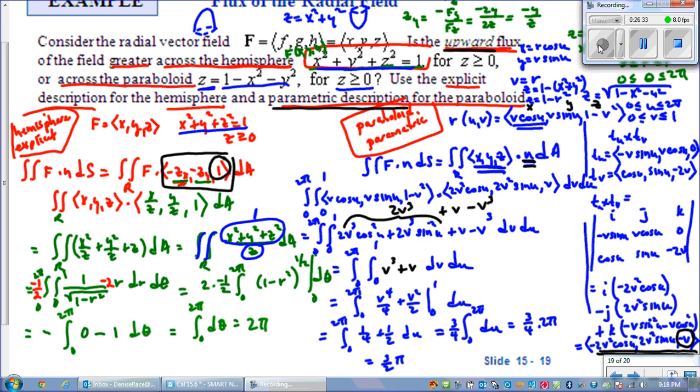So if they want to know which one gave the greater upward flux, it would be across the hemisphere. So we've got a hemisphere. Is there greater upward flux on that from this vector field or across that paraboloid? And it ends up it is across the hemisphere. And it didn't matter whether you used explicit or parametric for either of these, but since it's specified, we did it, one each way.